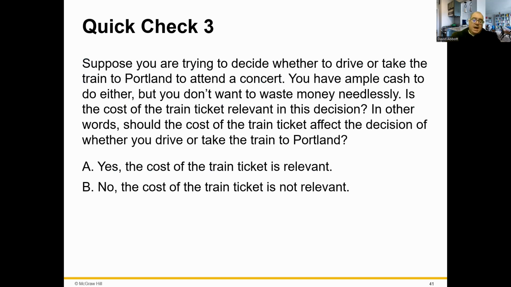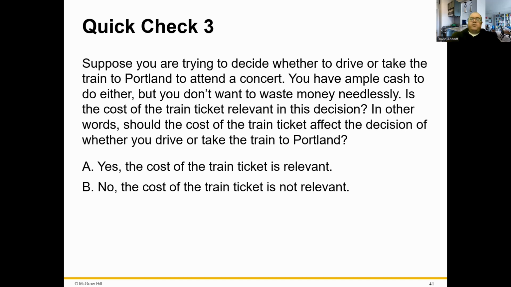All right, let's look at another example. Suppose you're deciding whether you should drive or take the train to Portland, Oregon in order to attend a concert. And you have ample cash to do either, but you don't want to waste money needlessly. So is the cost of the train ticket relevant to your decision?